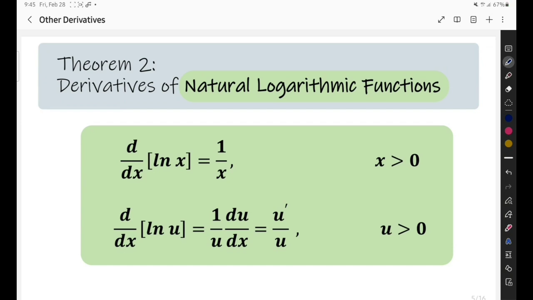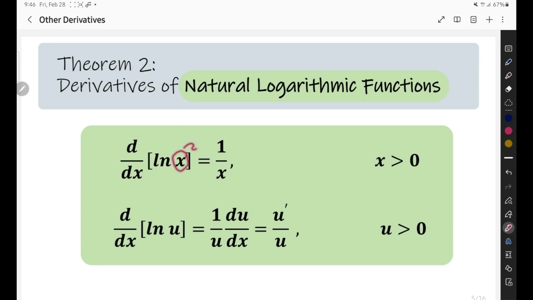Okay, next for our second theorem, we have the derivatives of natural logarithmic functions. So these are logarithmic, but since it's natural, the base is e. Here you can find ln of x. When you get the derivative of ln x, you have 1 over x, given that x is greater than 0. It cannot be negative, so it should be greater than 0.